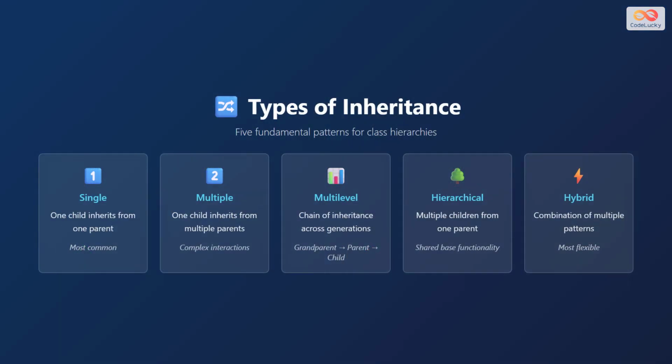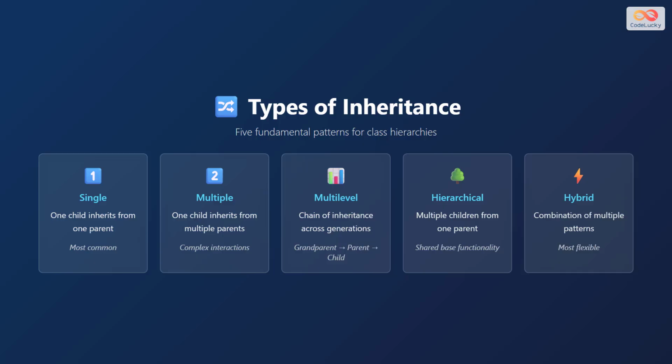There are 5 fundamental types of inheritance patterns. Single inheritance is the most common, where one child class inherits from one parent class. Multiple inheritance allows one child class to inherit from multiple parent classes, though this can become complex. Multi-level inheritance creates a chain of inheritance, like a grandparent class, parent class, and then child class. Hierarchical inheritance is when multiple child classes inherit from a single parent class, all sharing the same base functionality.